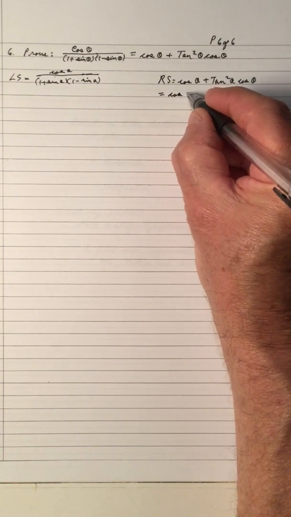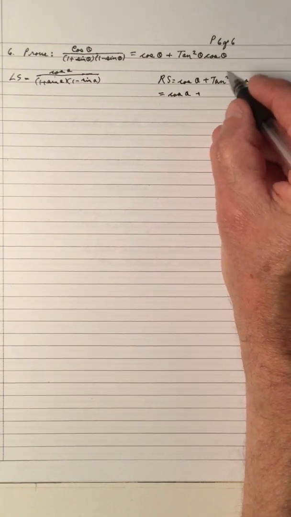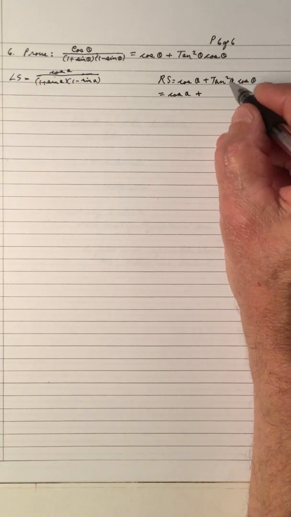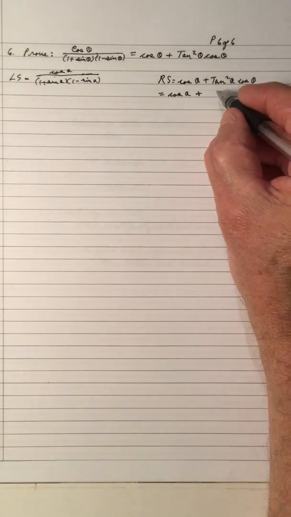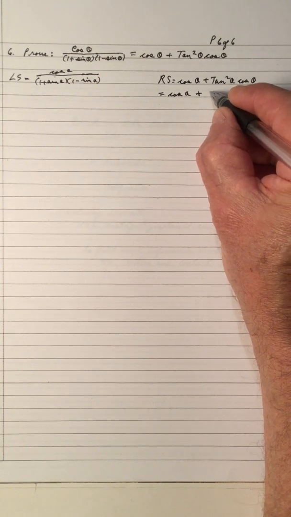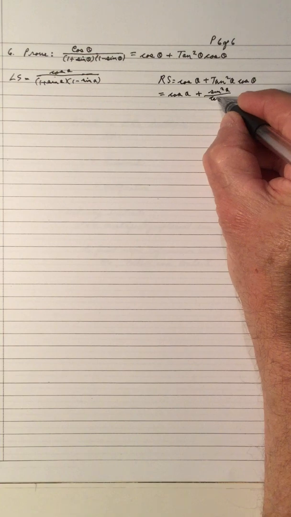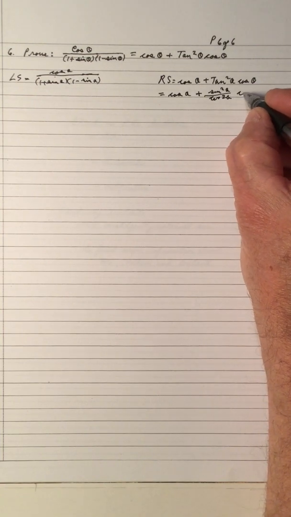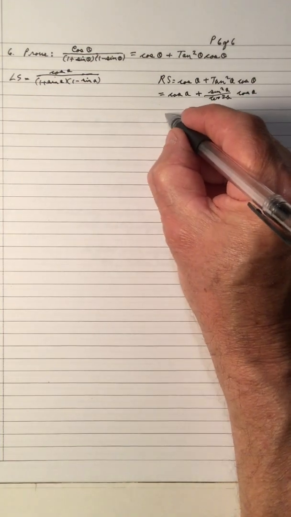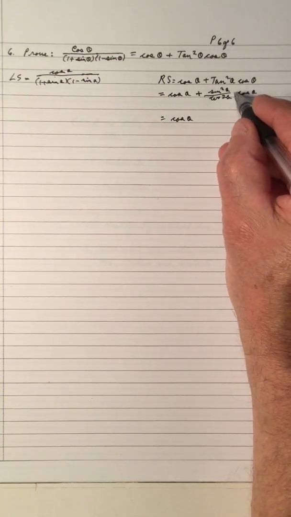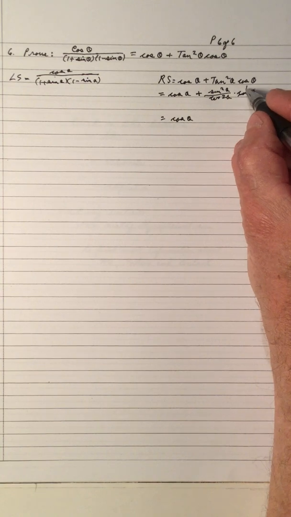So we got cos, because the rule of thumb that I follow is I change tan, cot, secant, and cosecant to cos and sine and work everything out in cos and sines. So tan squared is sine squared over cos squared times cos. Now I have to multiply these two. So cos cancels.